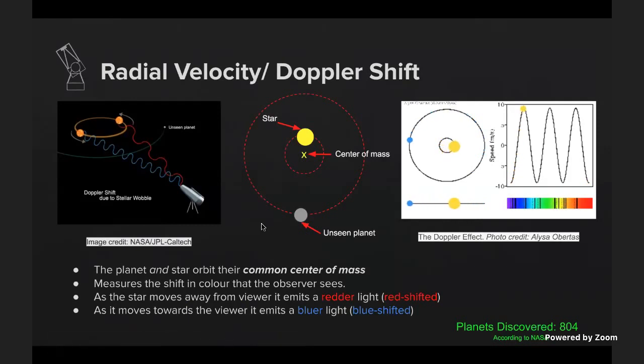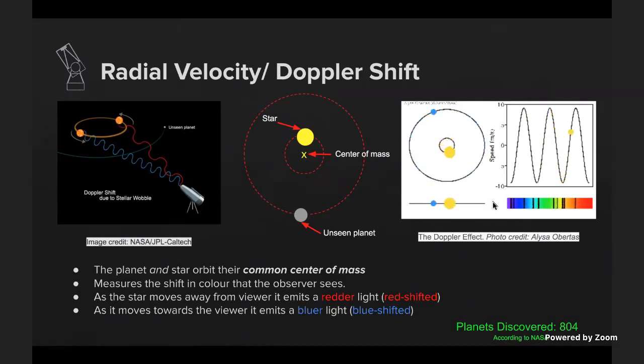A popular misconception is that a planet orbits around a star. However, in reality, both the planet and the star orbit their common center of mass. This is because just as the star has a gravitational pull on the planet, the planet also has a gravitational pull on the star. A Doppler shift is a change in frequency of a wave when the observer and the wave source are moving relative to each other.